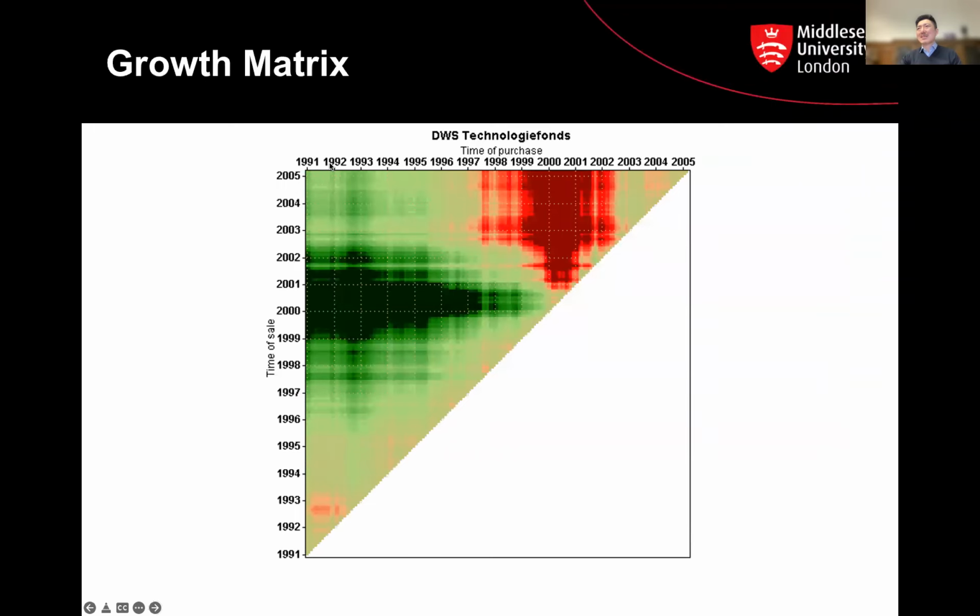Okay, so on the x-axis, if you can read, it says time of purchase. That means if you buy stock at that particular time, and the y-axis shows time of sale, so if I buy the stock at that time and sell at a particular year, the color here indicates your profit. I think the green color means making a profit, and the red color means making a loss. The darker the red, the more loss, and the darker the green, the more profit.